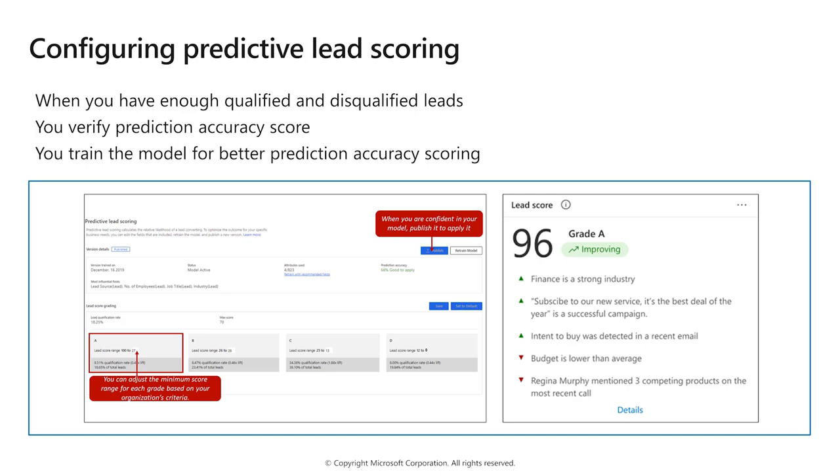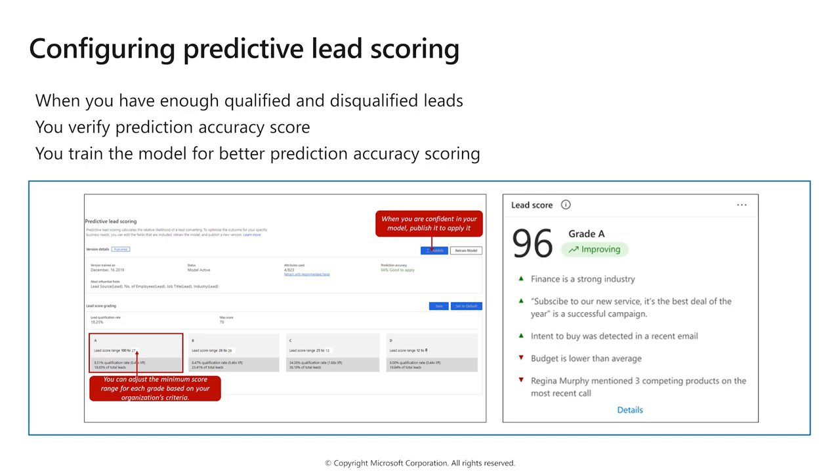After the creation of the model is complete, you should verify that the prediction accuracy score matches your organizational requirements. If you are not satisfied with the prediction accuracy score, you can discard the current model and retrain it to create an updated model. We recommend that you train the model after the data has been refreshed in your organization for better predictive accuracy scoring. When the model is created, it will define a score range for each grade.